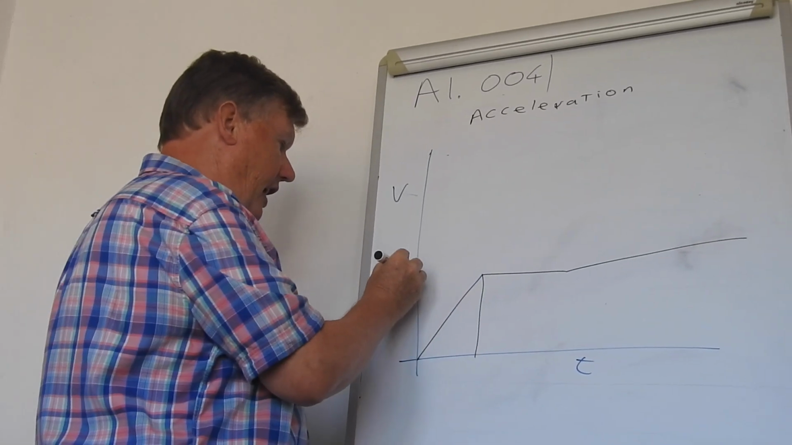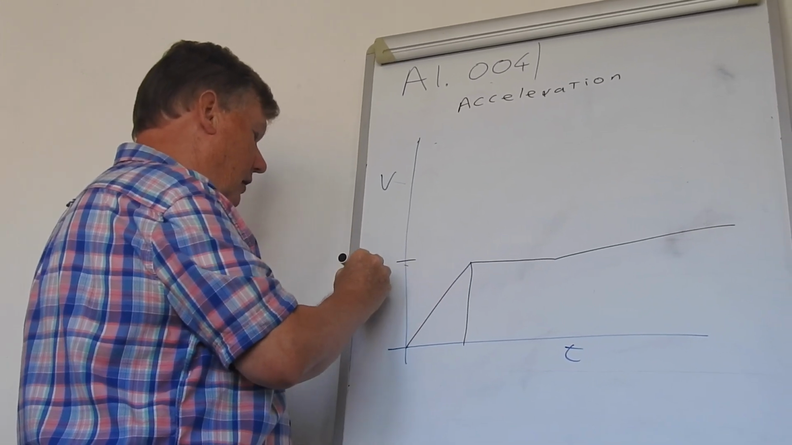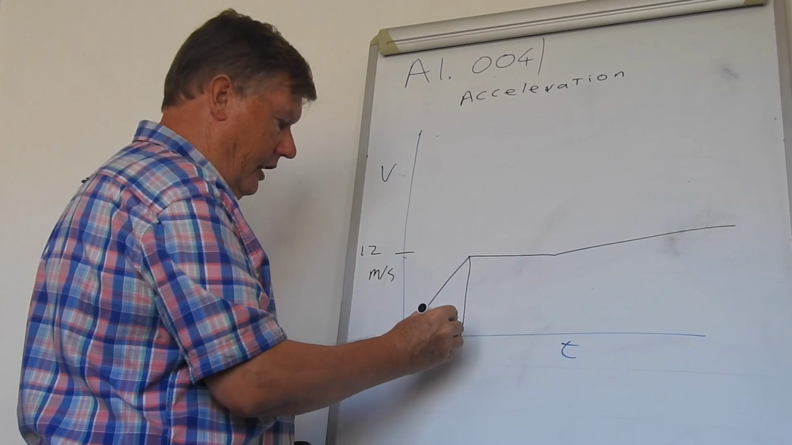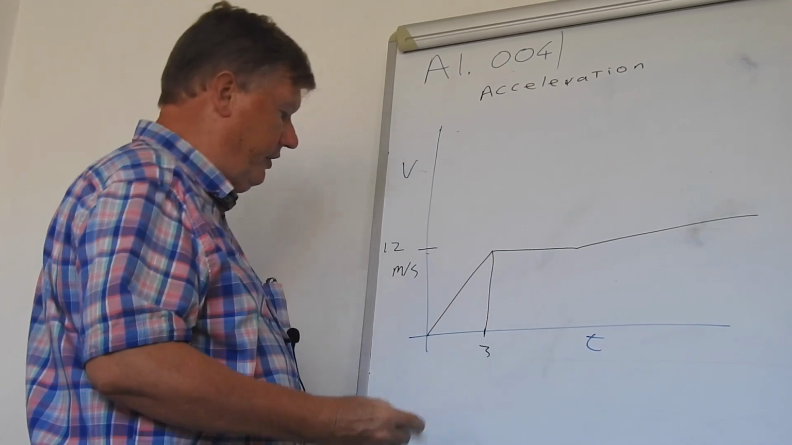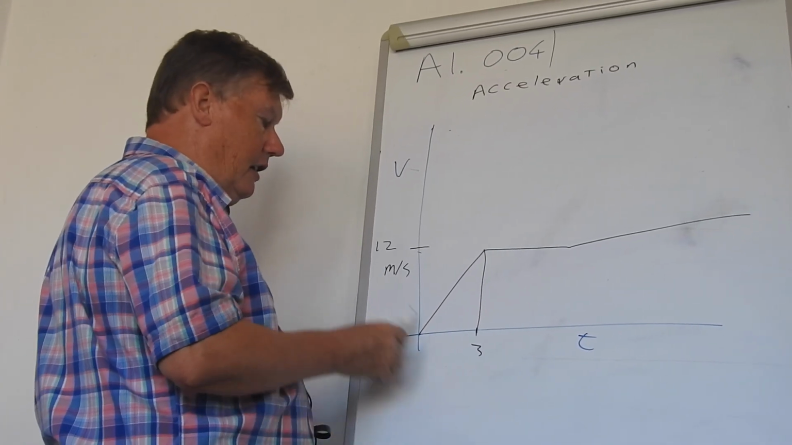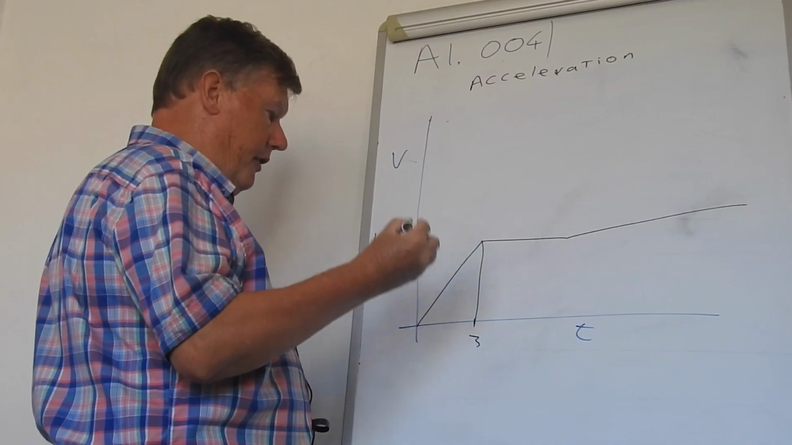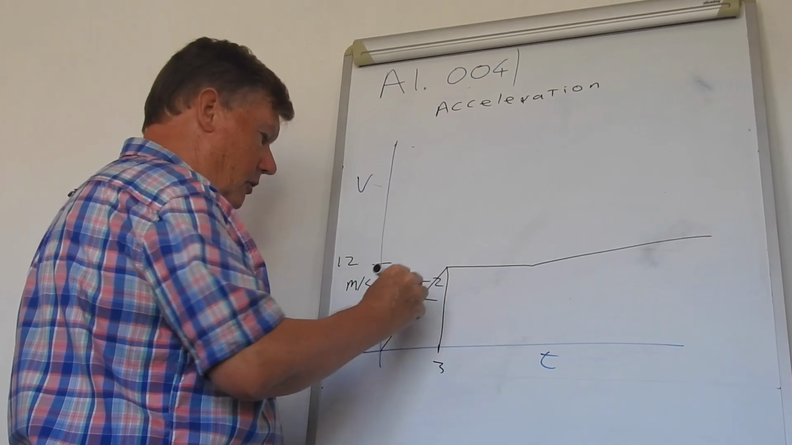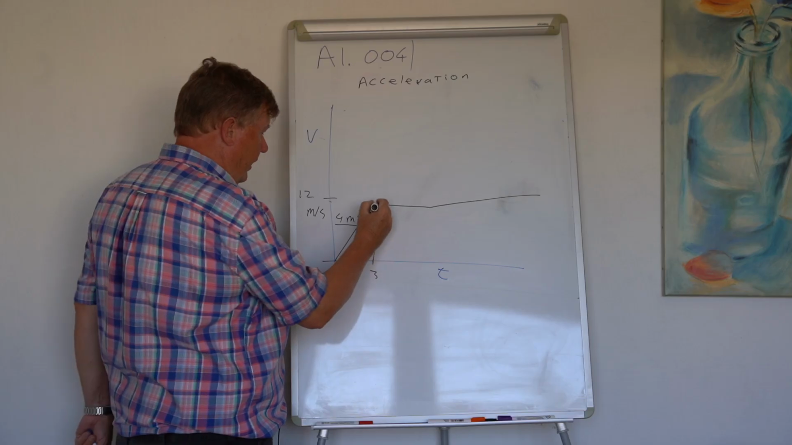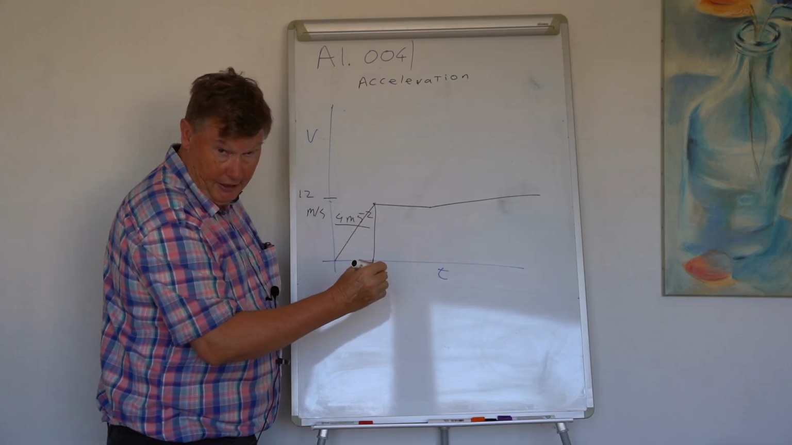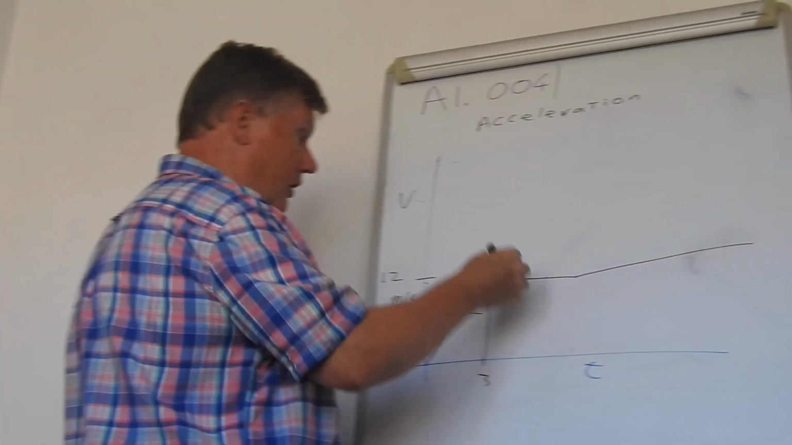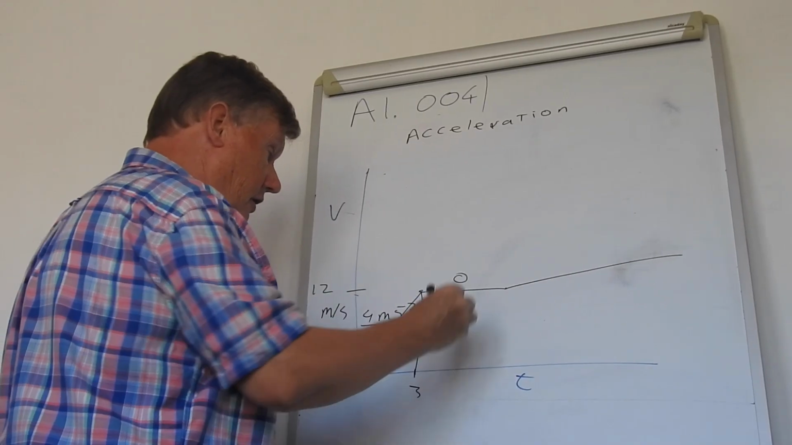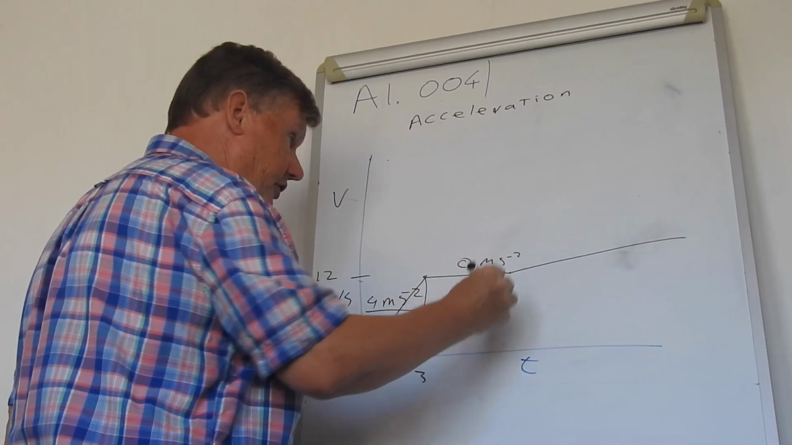So let us pretend that that was 12 metres per second. And let's say that was 3 seconds. So what is the acceleration here? 12 divided by 3, so that would be 4 ms to the minus 2. What's the acceleration here? Altogether now, 0, because it's not changing. That'd be 0 ms to the minus 2.